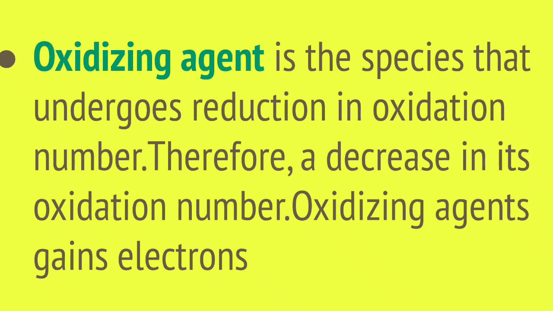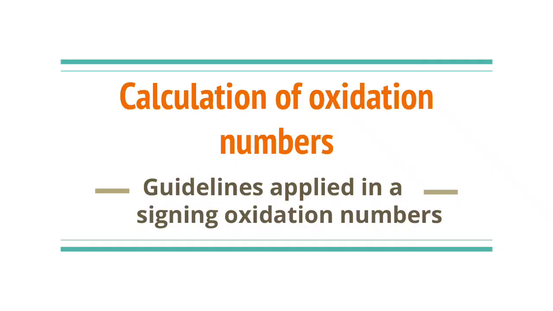And in a redox reaction, there is an oxidizing agent and a reducing agent. So there is one substance which at the end of the reaction will end up reducing in oxidation number, and another which will end up increasing in oxidation number. Let us now move on to calculation of oxidation numbers. Now, there are some guidelines that are applied in assigning oxidation numbers to different elements.